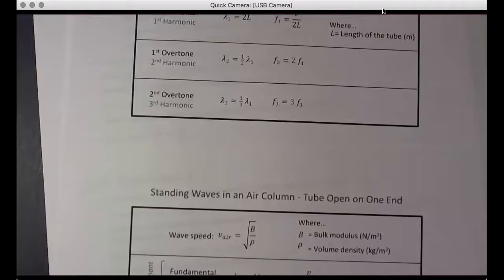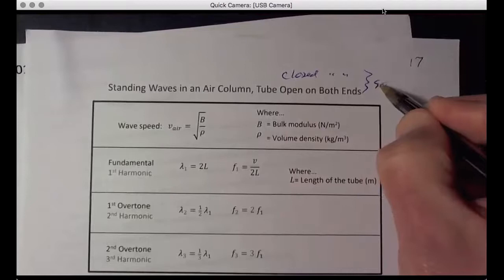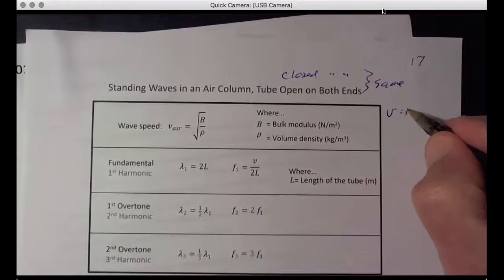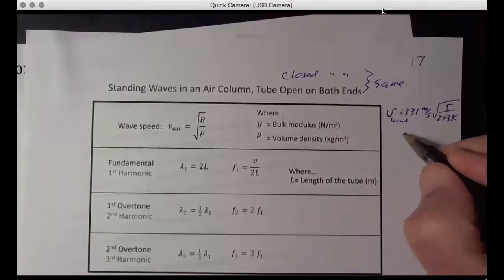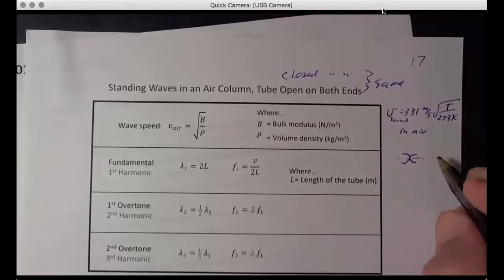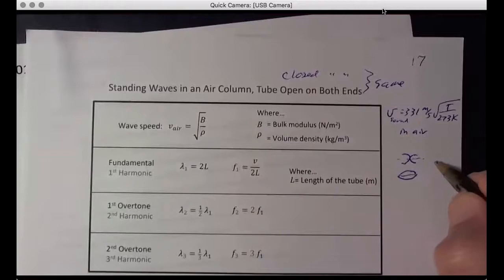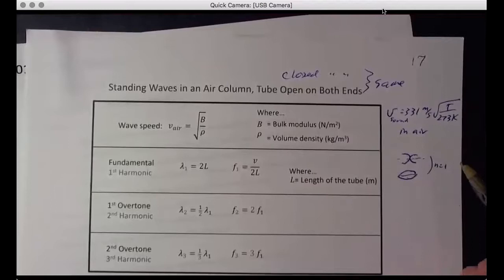And if you get standing waves in air columns, open both ends or closed both ends give you the same result. V here is equal to 331 meters per second times the square root of T over 273 Kelvin for sound in air, and the fundamental looks like this, or like this, n equals one. Remember how you count it? It's one antinode, one node, or two half nodes, two half antinodes, half and half is one.